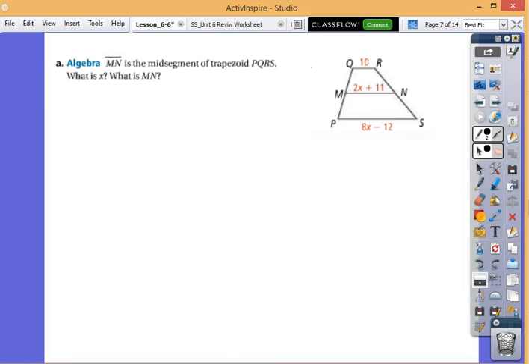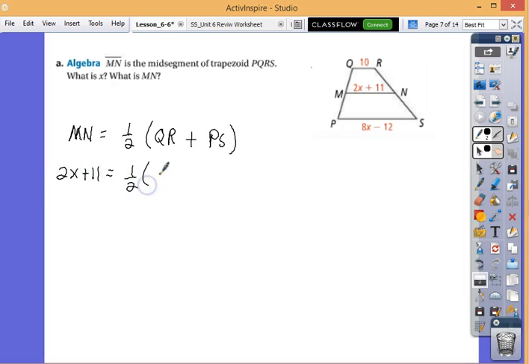So y'all do this one. What do we get for x? 6. Let's see if I get 6. So the way I'm going to set it up is I'm going to take the mid-segment, MN, and I'm going to set it equal to 1/2 QR, which is a base, plus PS, which is a base. So that'll be 2x plus 11 equals 1/2 times 10 plus 8x minus 12.